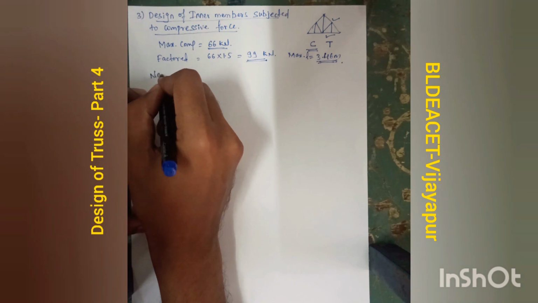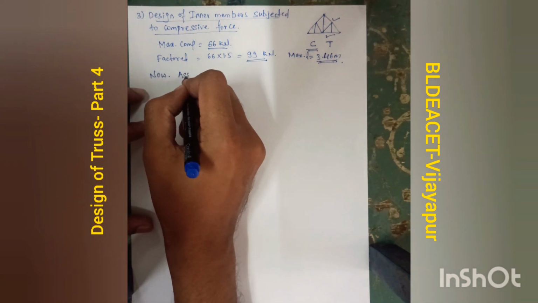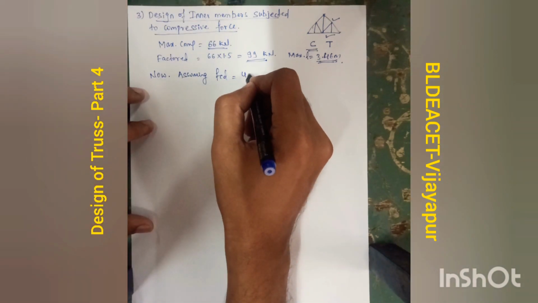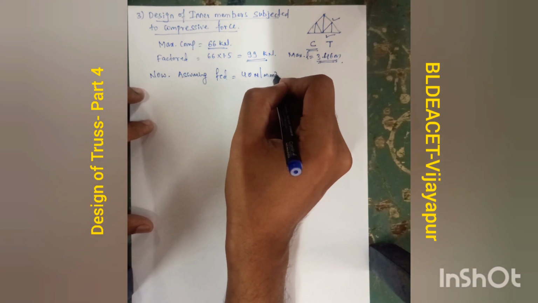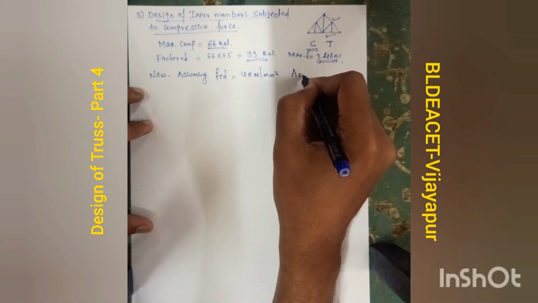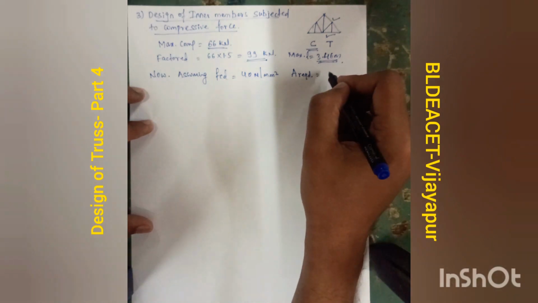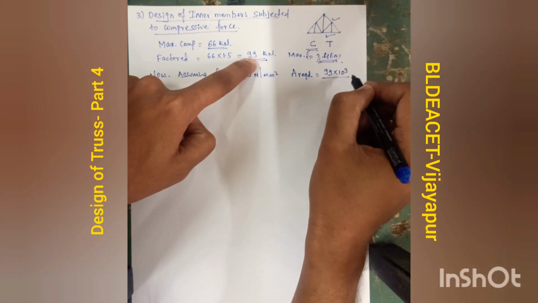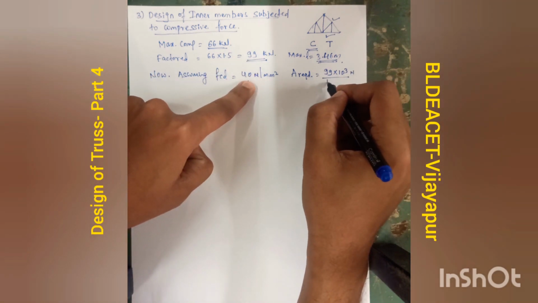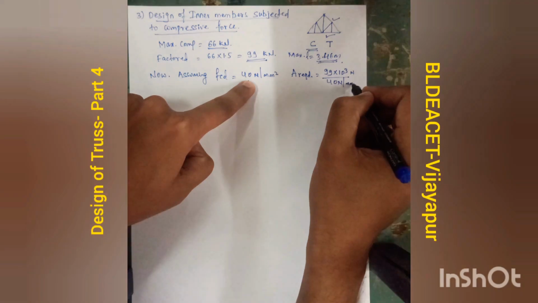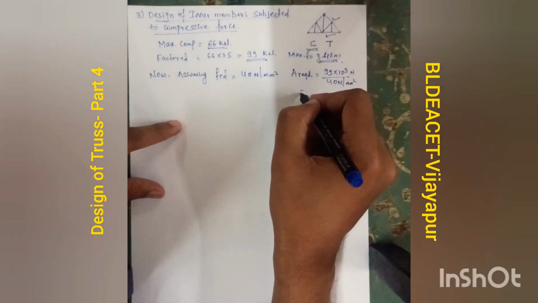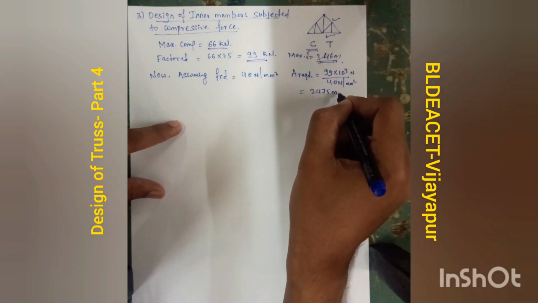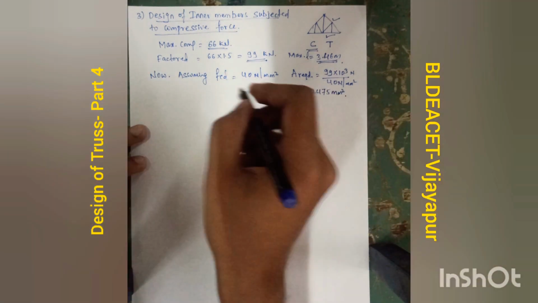So now, assuming some FCD, that is design compressive stress, of 40 Newton per square mm, we will calculate what is the area required, that is load divided by assumed compressive stress 40 Newton per square mm. Now the area required will be 2475 square mm.